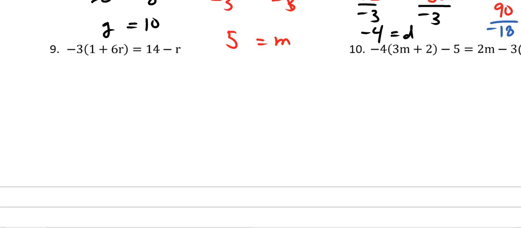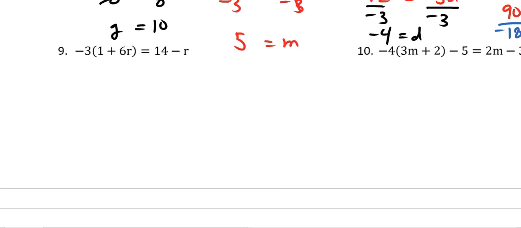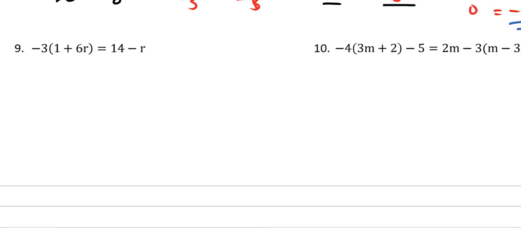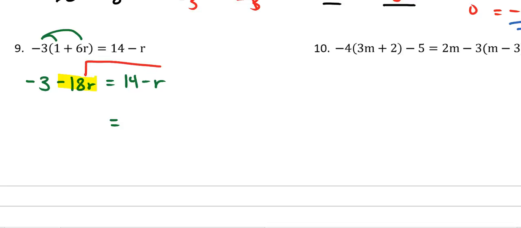Okay, let's move on here. Let me just delete some of this so I have a little bit of room here. Okay, so these questions aren't too bad. I need to distribute one more time. This will be negative 3 minus 18r equals 14 minus r. Okay, this negative 18 I'm going to bring to the other side.